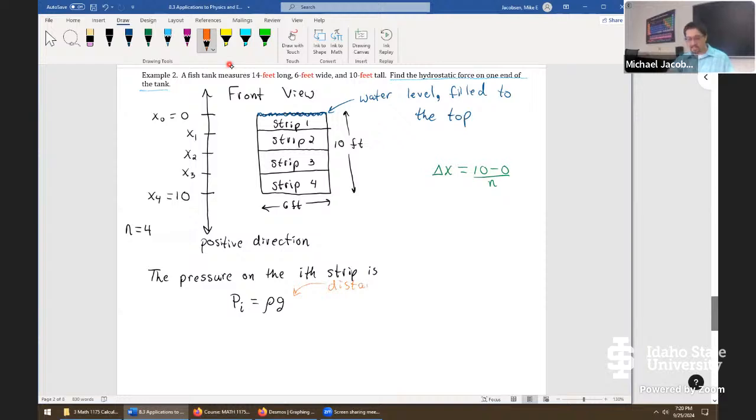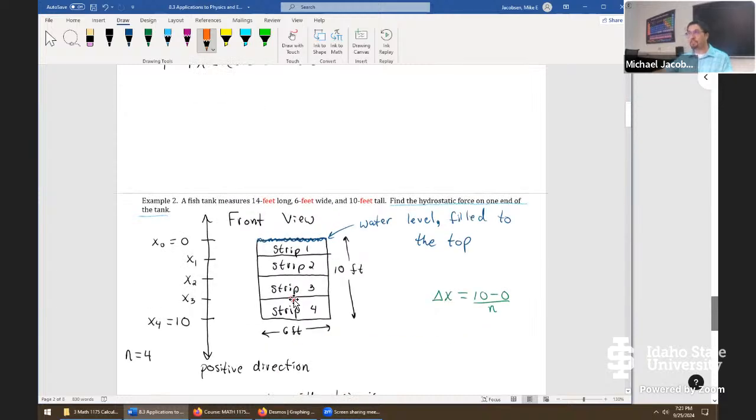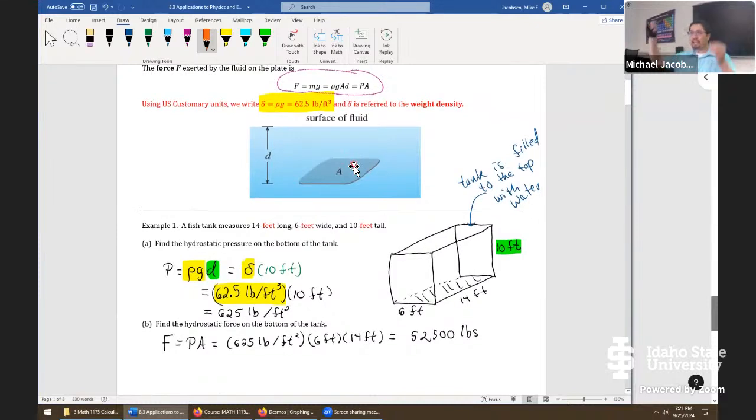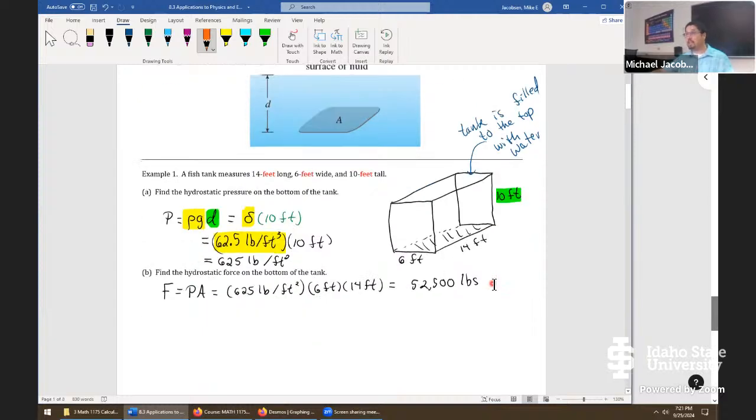Or instead of saying distance, let's say depth of the water. Looking back at what we did prior, let's take a quick look to see if we're on the right track. Rho g times depth. That's what we're doing in this nice situation right here. We're looking at the pressure on the bottom of the tank, no issues. We just take pressure times depth. That was this total segment right here, and it was 10 feet in this problem.